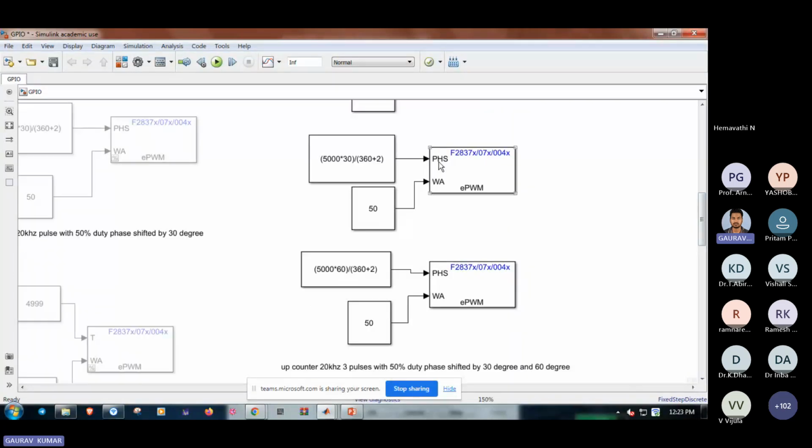Now, how to calculate the phase shift value? I have told you the formulas for a counter, how to calculate the phase shift value, and this is for the 30-degree phase shift, and we want the next pulse to be 60-degree phase shifted from the first pulse. So this is the point. So okay, this is for the up counter.